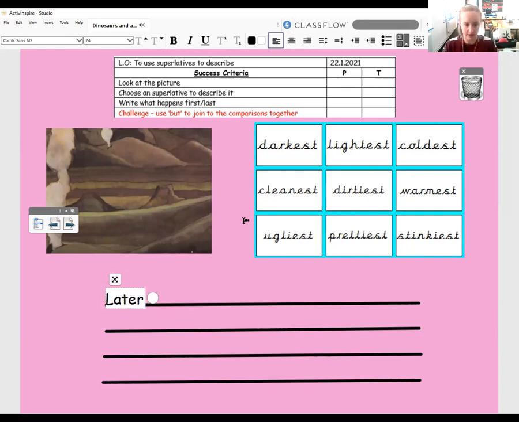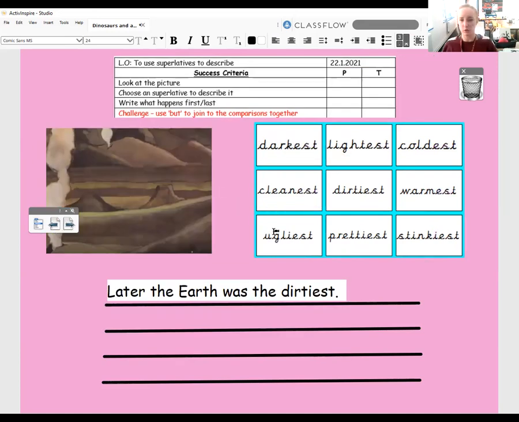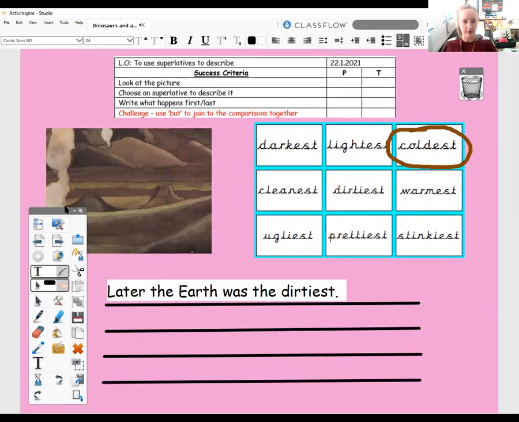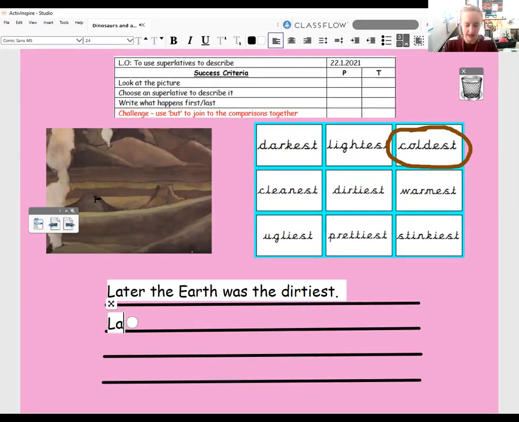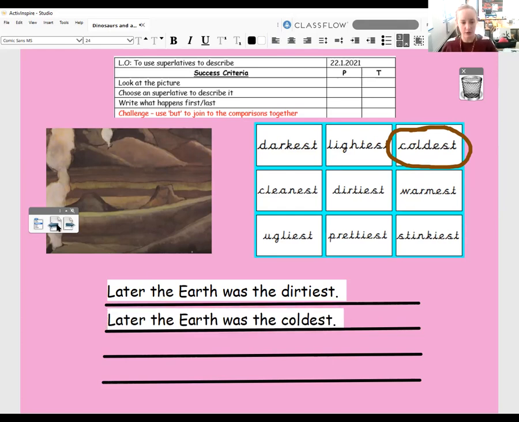The earth was the dirtiest. Great. And then let me check the other one. I said it was the warmest. So what's the opposite to warmest? Have a look. Coldest. Here, look. Can you see on my word map? Coldest. I'm going to use that one now. So later the earth was the coldest. Later the earth was the coldest. Comes at the end. Full stop. Yep. And then if I look at my last one, the prettiest. We said first it was the prettiest. What's the opposite of prettiest? Is it darkest?